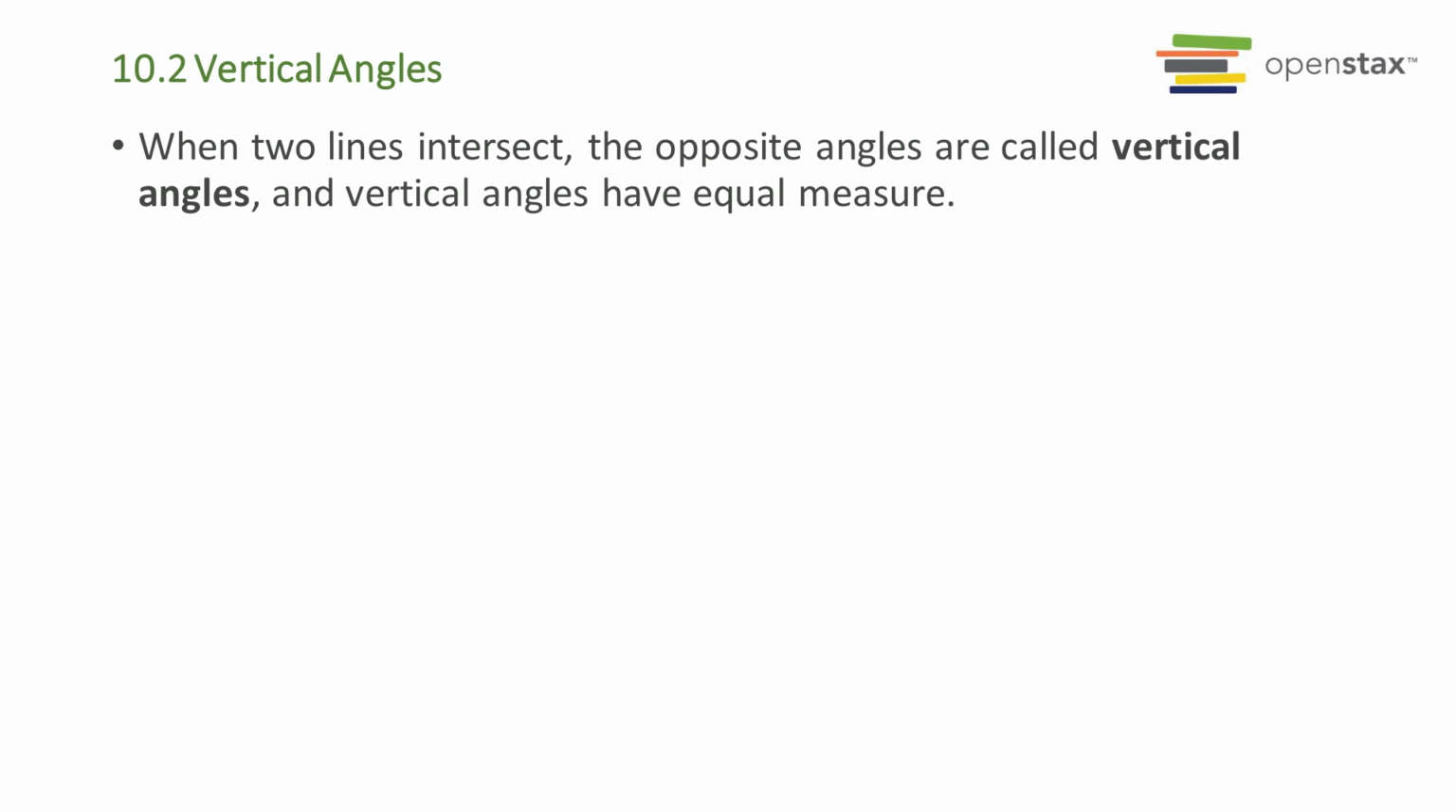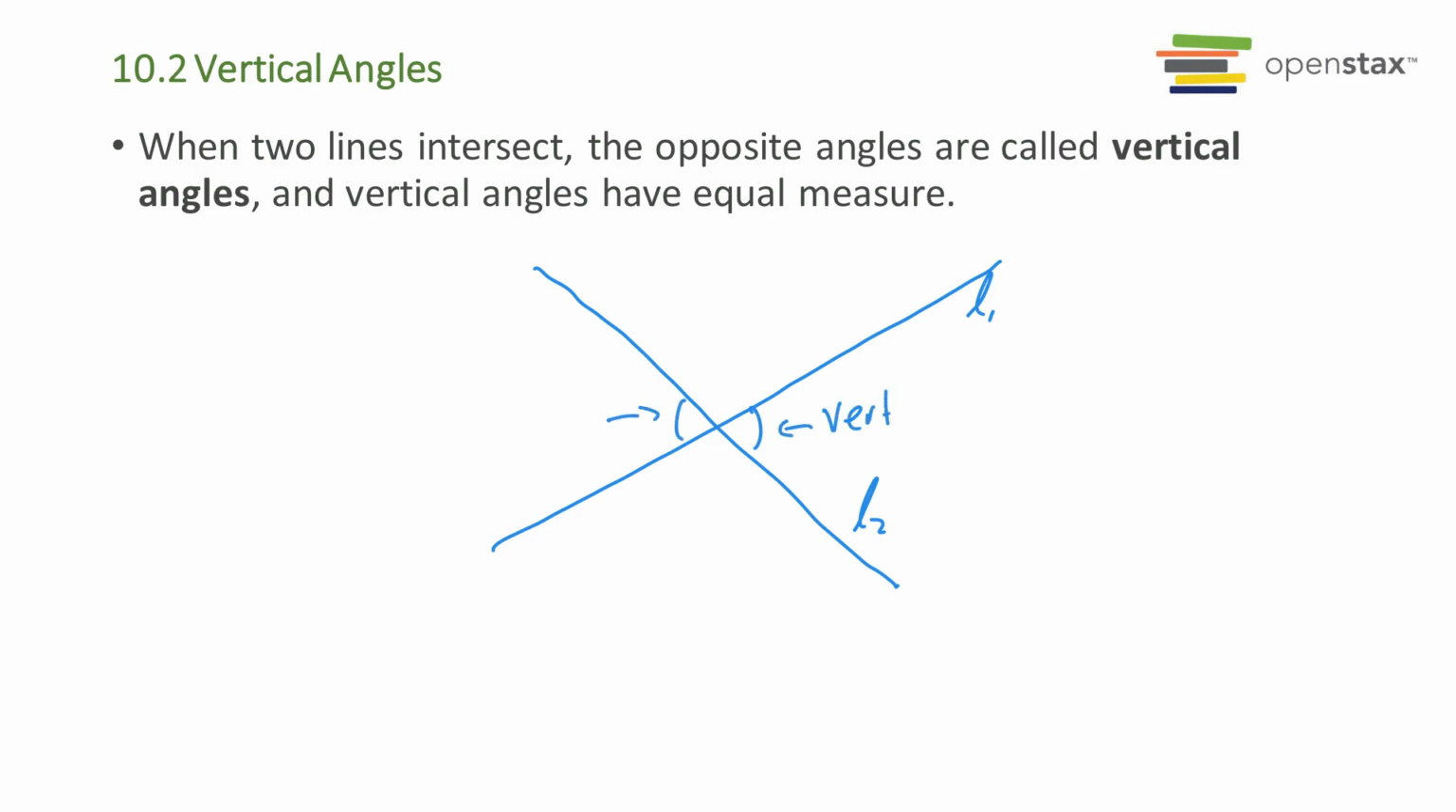So when two lines intersect, the opposite angles are called vertical angles. To look at that, here are two lines. We'll call this L1 and L2. These angles here are called vertical angles. They are opposite of each other and they are equal. And then these other two angles are also vertical angles, and they are also equal to each other. That's just a property of when lines intersect and create these angles, that we have these equal angle measurements. So let's see how we can use that.